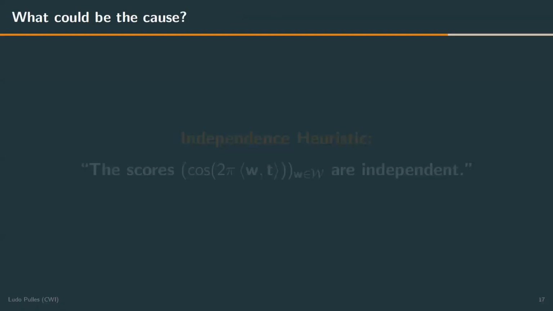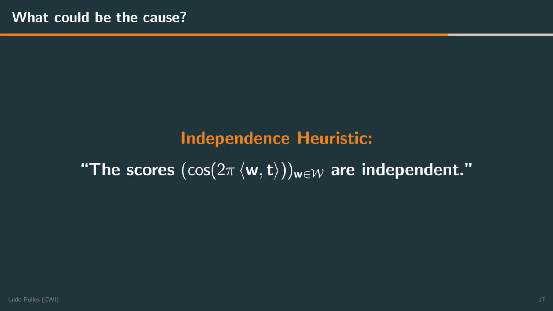So what's going on? How do we get these contradictions? That's basically the only heuristic I showed at this point: this independence heuristic that says that these scores are all independent. But as we see, this cannot be the case. It's important that targets are close to the lattice, and that is not considered by this heuristic.